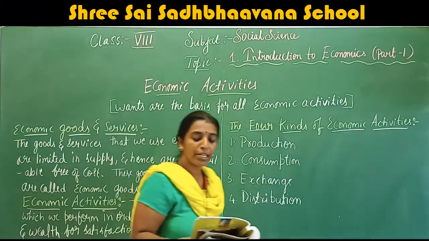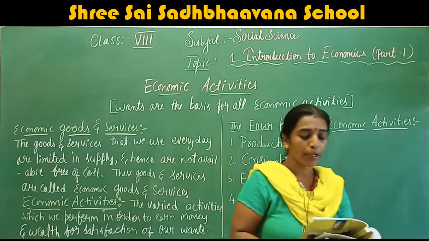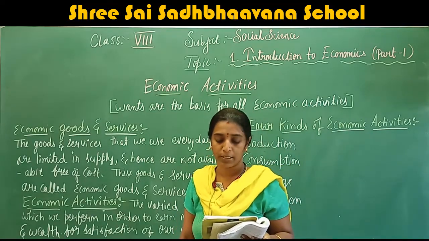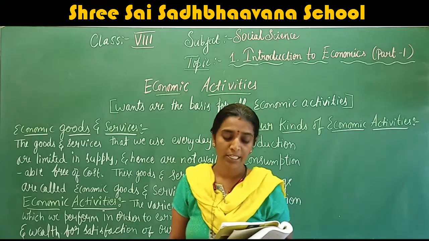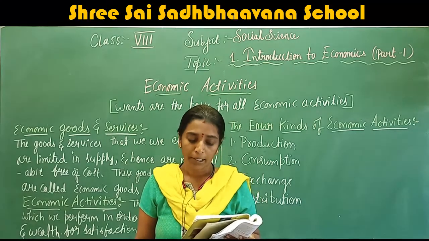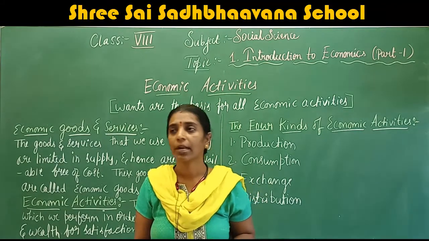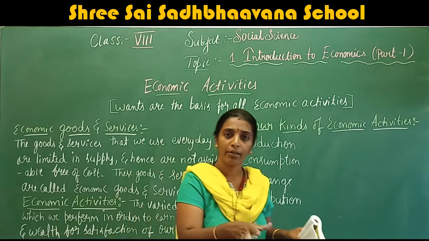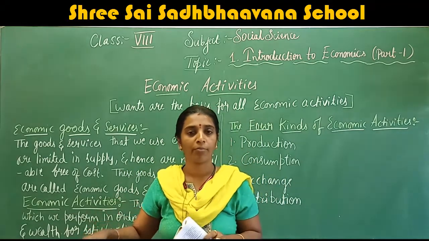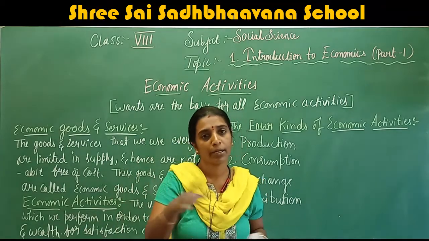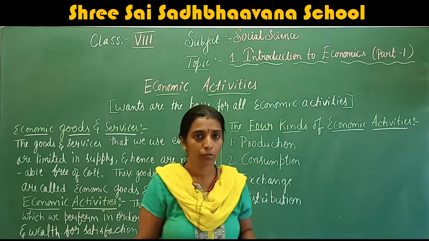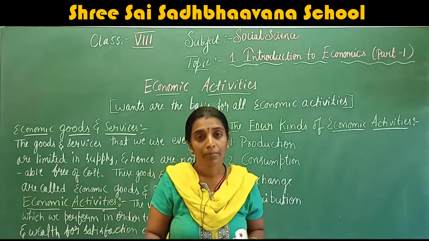Children, distribution: the income that is earned through the production of goods has to be distributed to the various factors of production, that is land, labor, capital, and entrepreneurship or organization that have enabled the production. Take an agriculturist, for example. Will the farmer sow the seed and harvest the crop doing every work himself? No. He will take the help of laborers also, right?